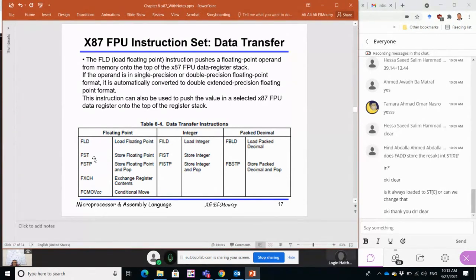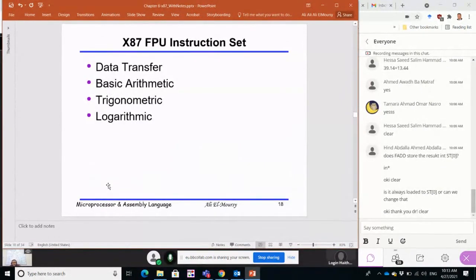We have FST and FSTP. FST is not doing popping by default, but it's actually reading from the register only. But FSTP is the one that is actually popping and incrementing the pointer of the stack. We have F exchange, plenty of instructions. We have also conditional instructions.